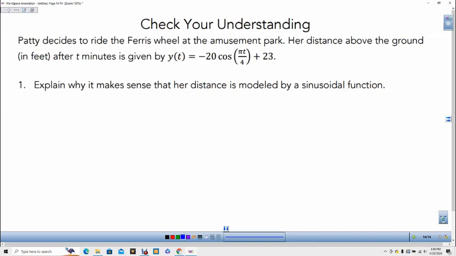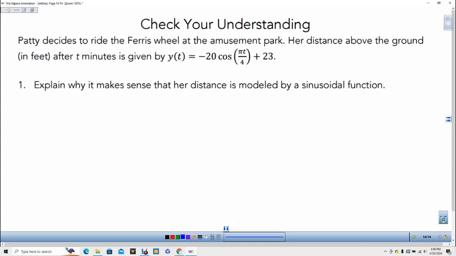Her distance above the ground in feet after t minutes is given by y of t is equal to negative 20 cosine of pi t divided by 4 plus 23. All right, now let's explain why it makes sense for her distance while she's riding a Ferris wheel to be modeled by a sinusoidal function.